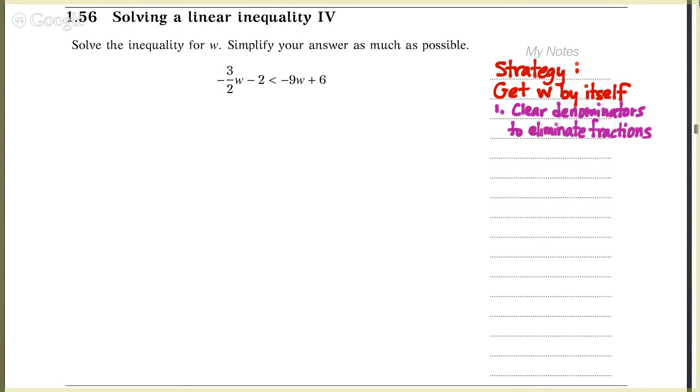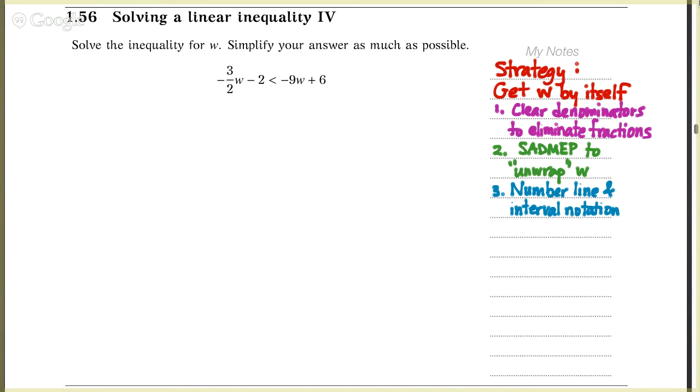So we're just going to do one step at the beginning of the problem to totally nuke the fractions, called clearing denominators. And then once that's done, we'll be able to unwrap the variable. In other words, get all the arithmetic that surrounds W out from around the W to get the W by itself. At that point, we'll have a solution in the form of an inequality. Then we'll be able to write that solution using a number line and using interval notation. So one step at a time.